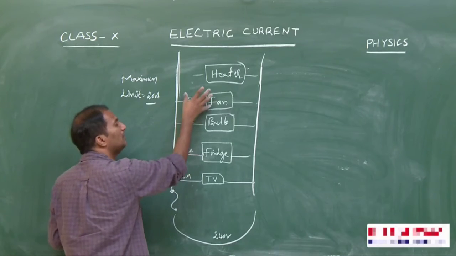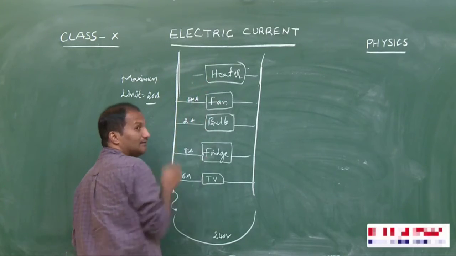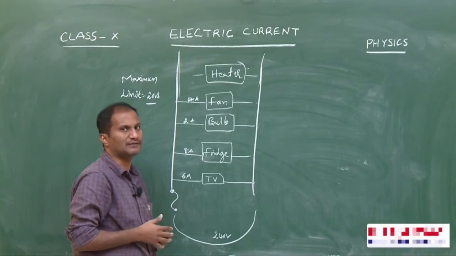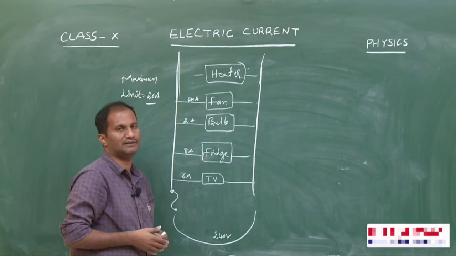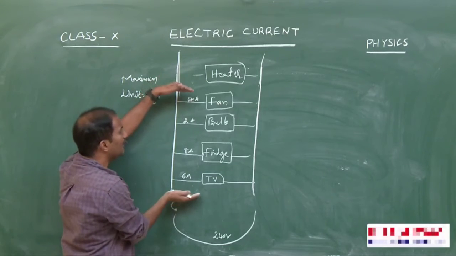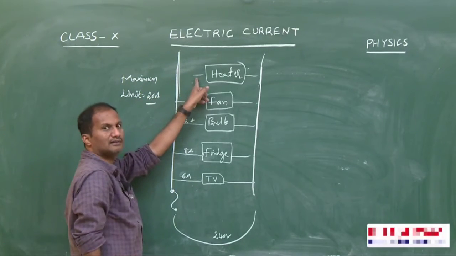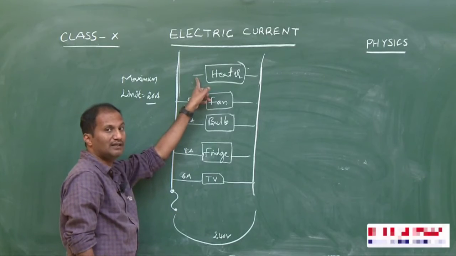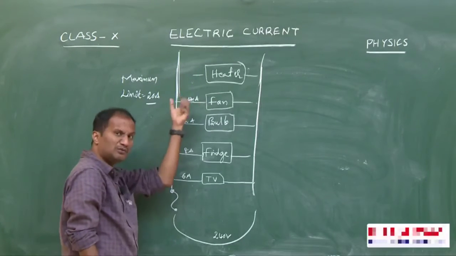But now we are going to connect another appliance, a heater. It can draw a larger amount of electricity. Why? Because it offers more resistance in order to produce more heat. But our limit is already reached. If we connect a heater in our regular connections, then what will happen? It will draw more electricity.